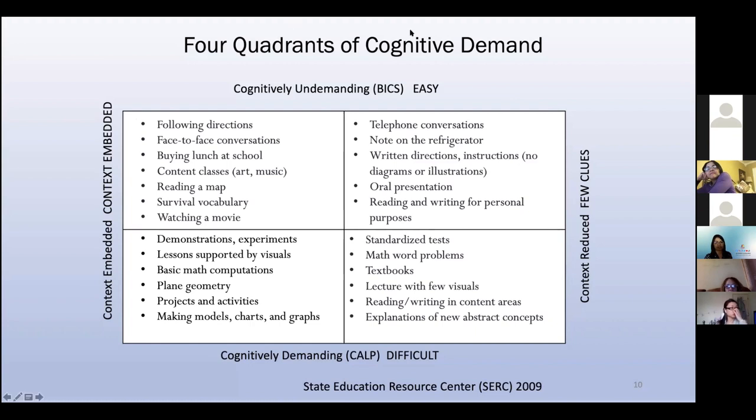On the other hand, you have very few cues but easy vocabulary, maybe a phone conversation or a presentation of material, sometimes reading for personal purposes or easy material and so forth. But when it's highly demanding, when you have some cues like demonstrations, lessons, math computations, geometry, there's a cognitive demand there, but if you taught them, you still have some cues. But then when it's few cues or context reduced, look here at the very top: standardized tests. Isn't that what we give? We give standardized tests to test our children, right? So that's very few cues: word problems, textbooks, lectures with few visuals, reading, writing, and content area. So it just becomes more difficult.